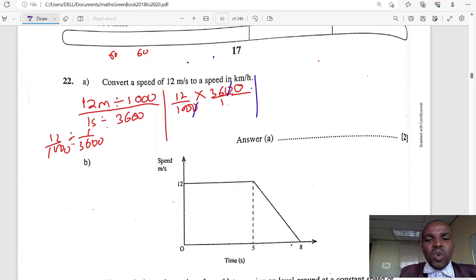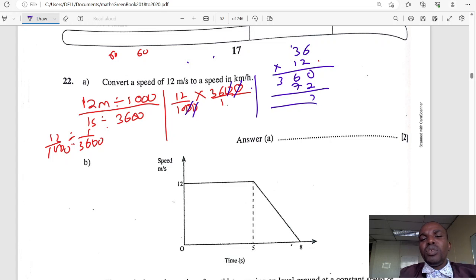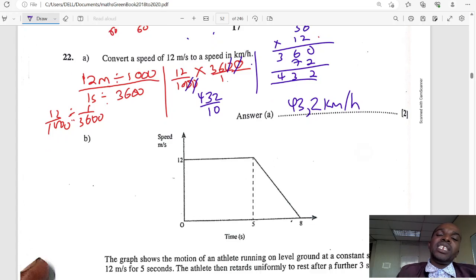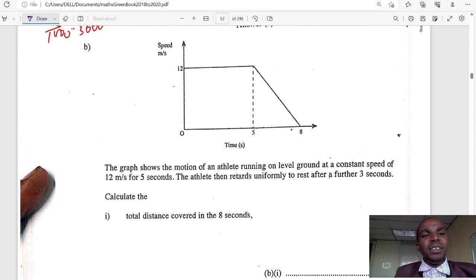So 0, 0 cancel out, then 0, 0 cancel out. So it will be 36 times 12 now, the same thing, 36 times 12. So this part was not supposed to be cancelled, to be removed. So it's 0, 6, 3. Then 12, 2, carry 1. Then 7. So it will be 2, 13, 3, carry 1, 432. So it's 432 over 10 now, which means it's 43.2 kilometers per hour. Yes, it's making sense now. The next part, B.